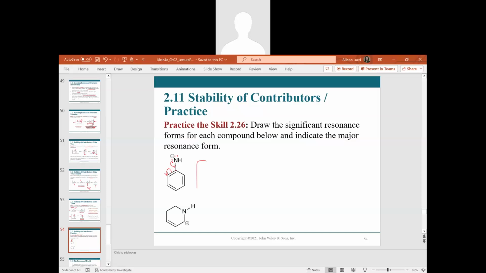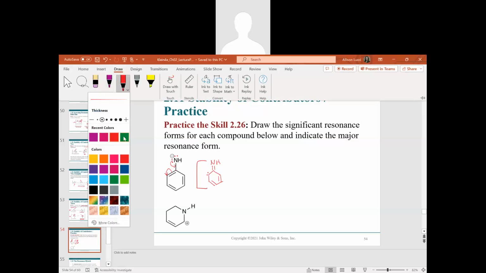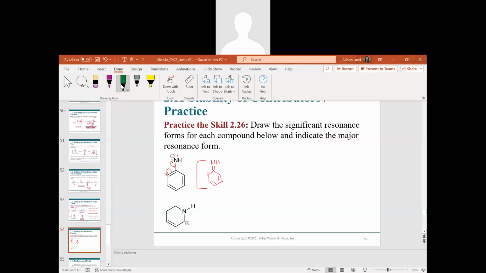So I'm going to draw some resonance structures here. So we would end up with NH up here, a double bond now to that carbon atom. This pi bond has broken, and we end up with a lone pair there. All right, so this would be our first resonance structure for this molecule. And then, let me go back, we'll switch colors back and forth. So now I'm going to draw my arrows.